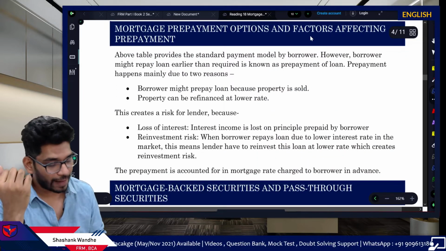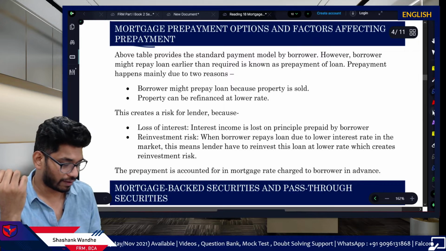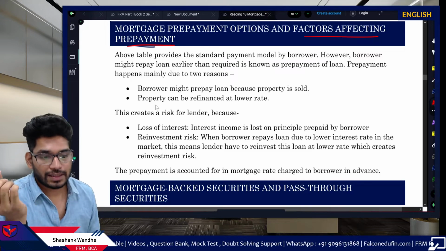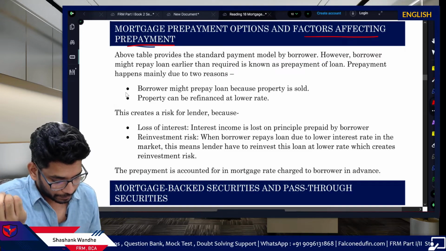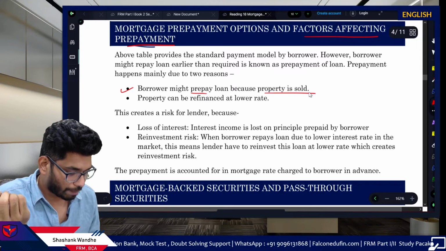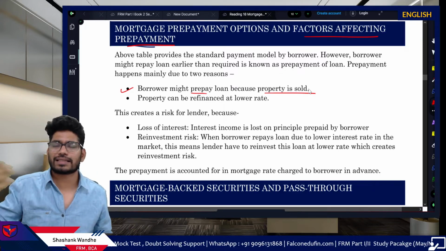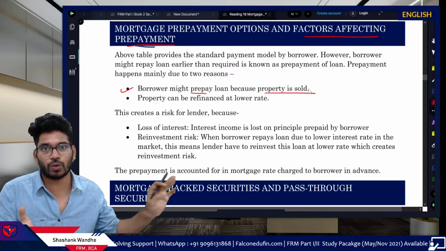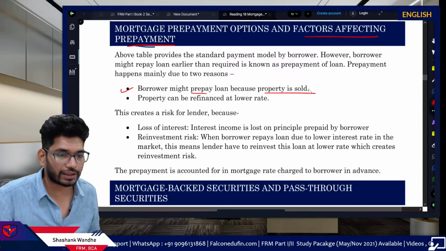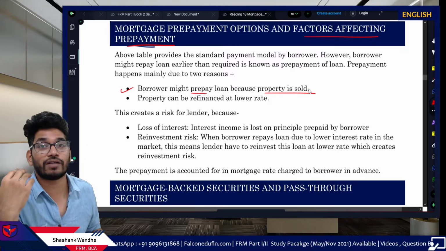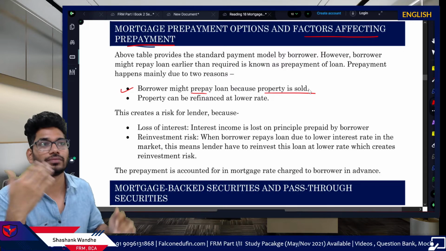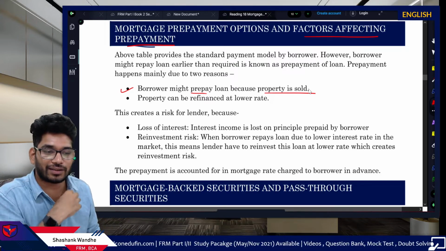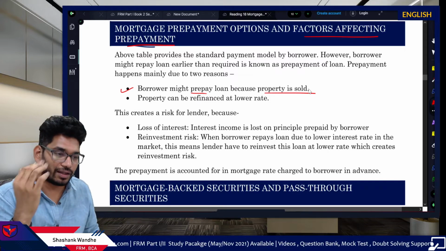Now, factors which affect the prepayment. Here we are discussing prepayment, the first type of risk a bank faces. There are reasons for prepayment. A borrower might prepay the loan because the property is sold. Some borrowers will sell their house, and whatever they collect, they will first pay the loan, and whatever remains, they keep. If you are from India, it is very difficult to imagine someone selling their home for any purpose. It is very rare in India.